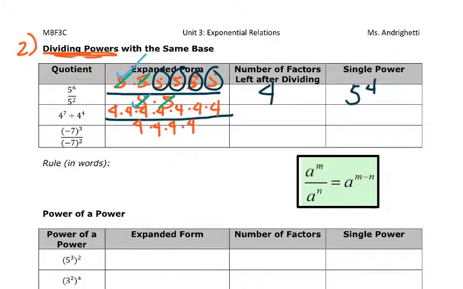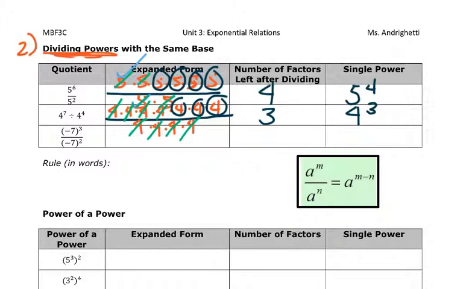So we're going to cross out the 4s that will undo each other. So we can cross out this 4 and this 4, this 4 and this 4, this 4 and this 4, this 4 and this 4, and we've got no more 4s to match. So now all we're left with is 1, 2, 3, 4. So the number of factors left after dividing, we've got 3. If we were to write this all as a single power, it would be 4 to the power of 3.